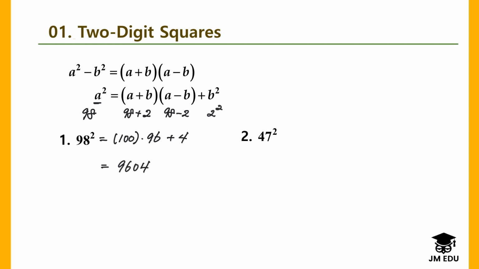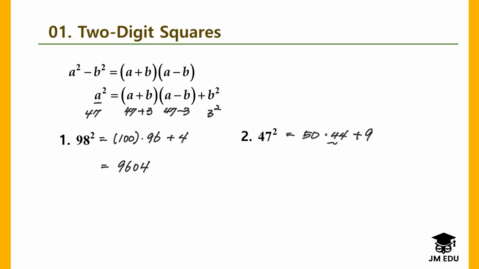Okay, for number 2, we have 47 squared, right? So for this case, I let a be equal to 47. Here, 47. What about b? If I let b be equal to 3, then we have 47 plus 3, 47 minus 3, plus b squared, 3 squared, right? Which is 9. So we have 50 times 47 minus 3, that's 44, plus 9.